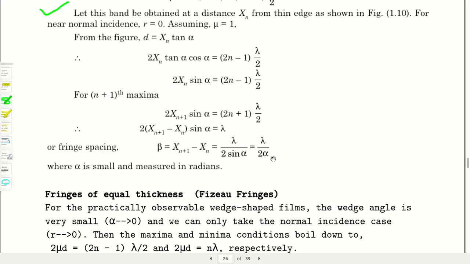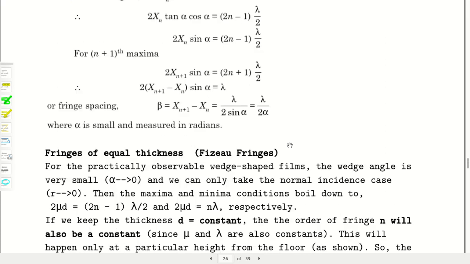If alpha is very small, within 4 degrees and measured in radians, then sin alpha is nearly equal to alpha, which is a practical case, because in our thin film cases, like a soap film on your tabletop, you can see by your naked eye what the thickness is. So the angle of the wedge is very small, that is alpha is very small. So the assumption is nearly true for every case. Lambda by 2 alpha is the fringe width in this present case.